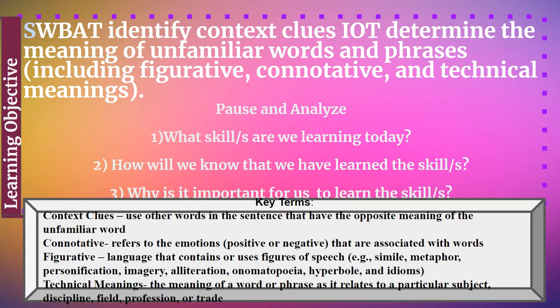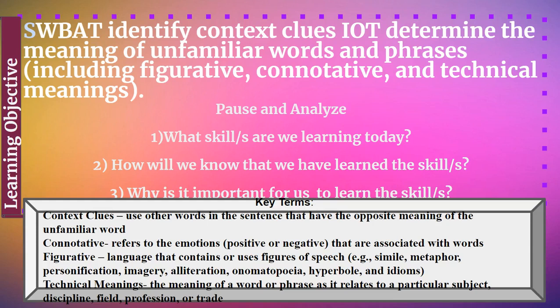So at the end of this video, you should be able to identify context clues so that you can determine the meaning of the unfamiliar words and phrases, which includes figurative, connotative, and technical meanings. At the bottom of this video, you see that we have defined connotative. And connotative has to do with the emotions, whether it's positive or negative, that are associated with words. And also, words can have a neutral connotation. They're neither positive nor negative. It's all about the emotions.